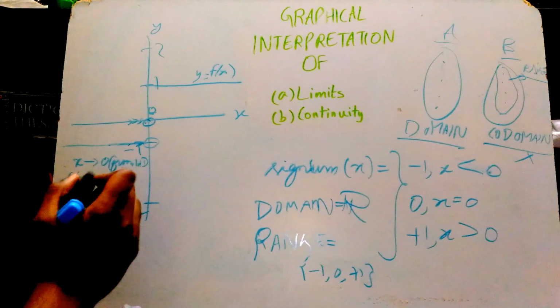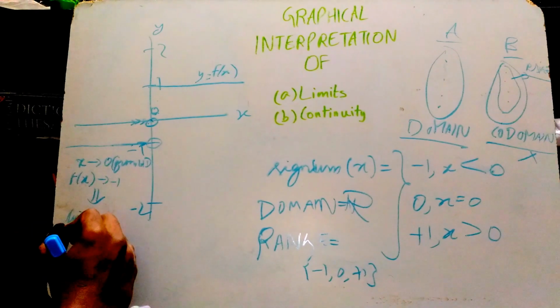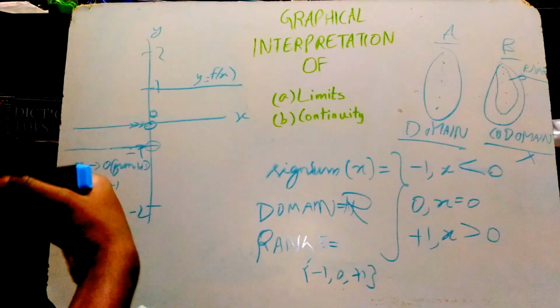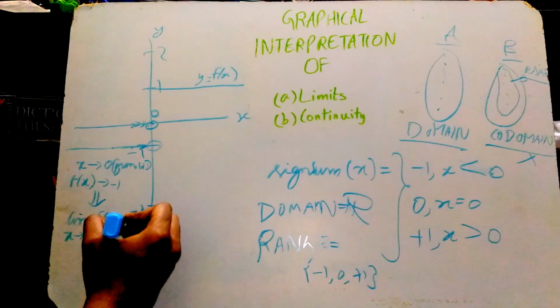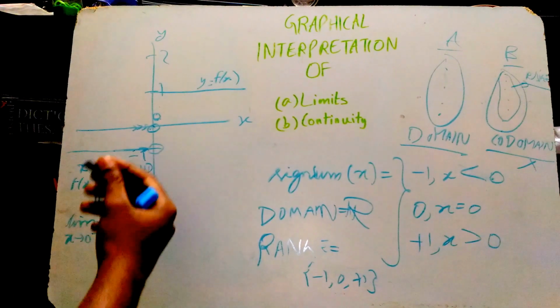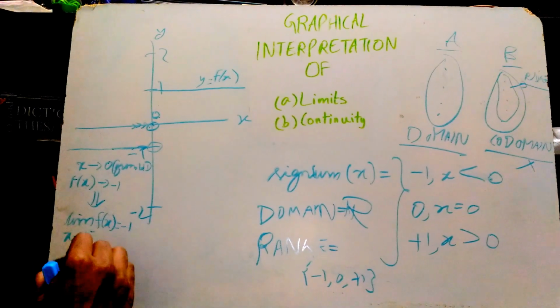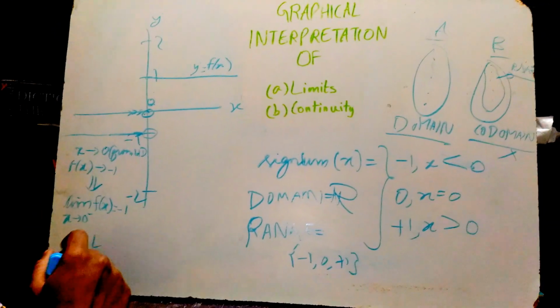This thing we write as lim, that is limit x tending to 0 minus, indicating the left hand side, of f of x is equal to -1. So this is the mathematical notation given for limit. This is called left hand limit since we are approaching the place from left hand side.